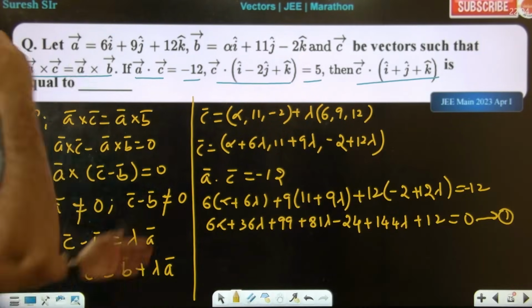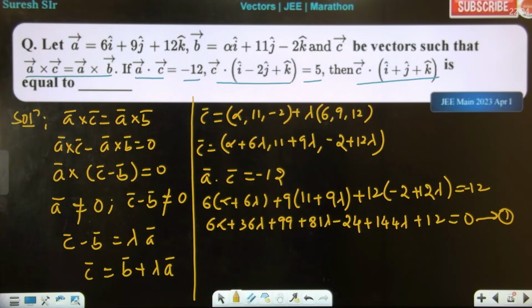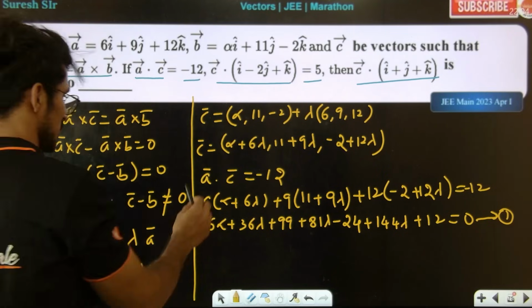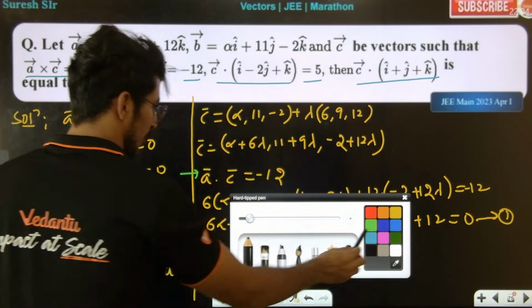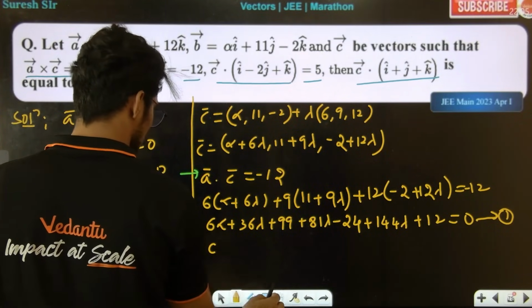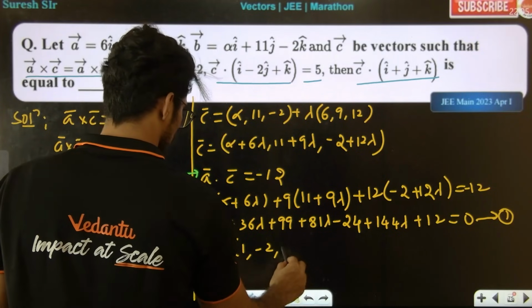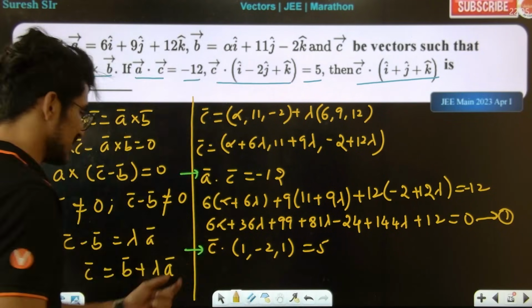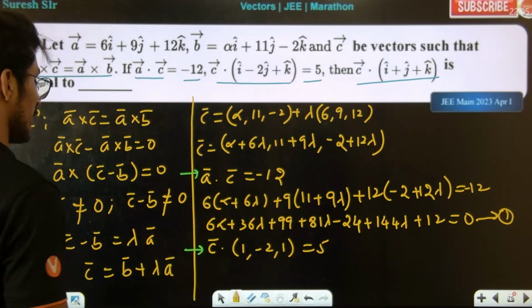Next one is what, sir? C vector dot this is equal to 5 they have given, sir. C dot i minus 2j plus k. Yes or no? So let us use this. So I used this, and now the next one I am going to use is C vector dot this. What is C vector, sir? C vector dot (1, minus 2, 1), sir. This is equal to 5. So now I will do the dot product of C with this. So what is C here basically?